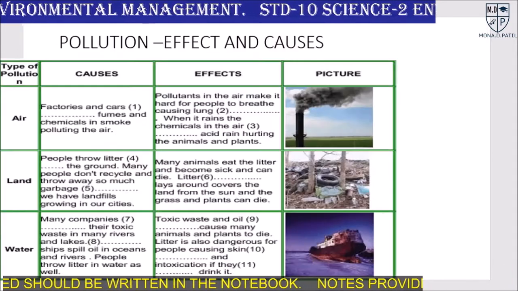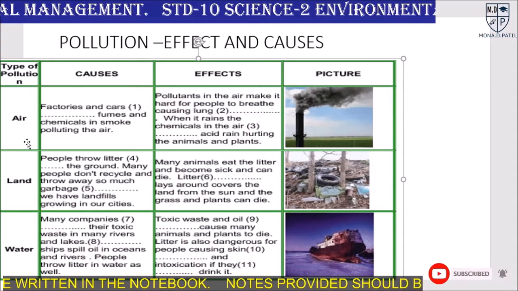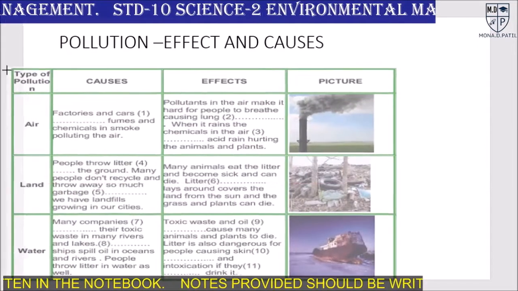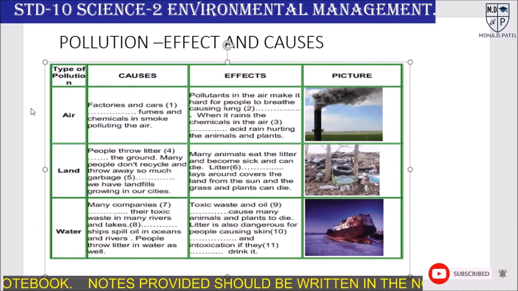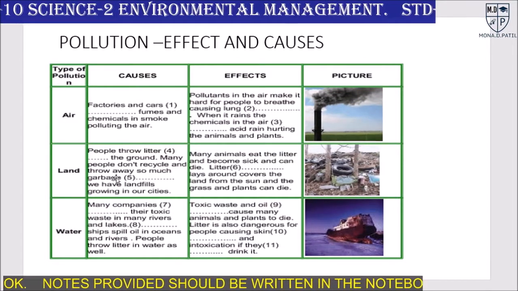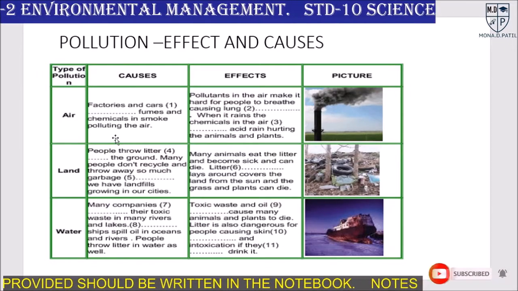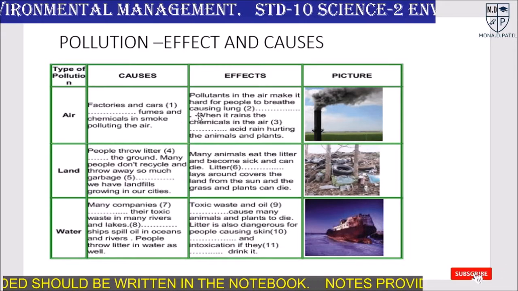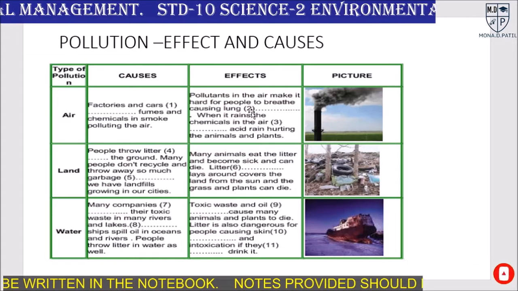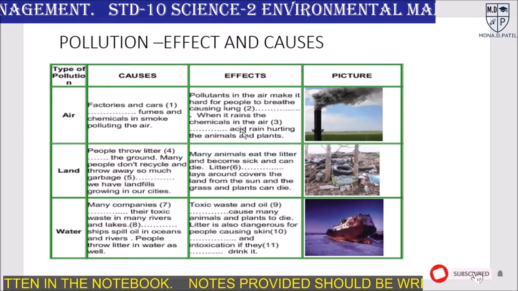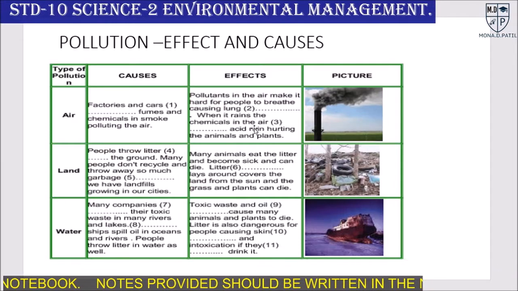Next, pollution effects and causes. Mainly there are three types of pollution which can deteriorate the environment: air pollution, land pollution, and water pollution. Causes of air pollution: first, factories and cars, fumes and chemicals in smoke polluting the air. The effect: pollutants in the air make it hard for people to breathe, causing lung problems. When it rains, the chemicals in the air come onto the land in the form of acid rain.